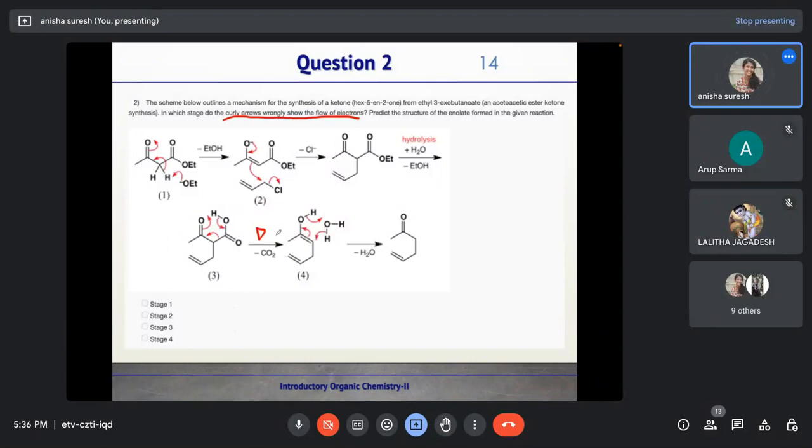Then this tautomerism is shown here. Four to this is tautomerism. So at which stage are the arrows shown wrong? The tautomerism stage, the arrows shown are wrong. Actually the arrows will be like this. This will go and attack on this proton and OH minus will be removed, giving rise to this ketone.